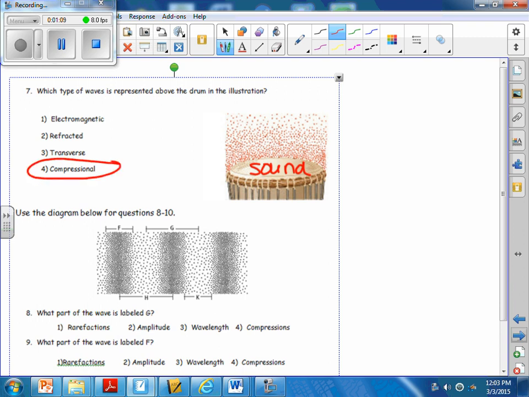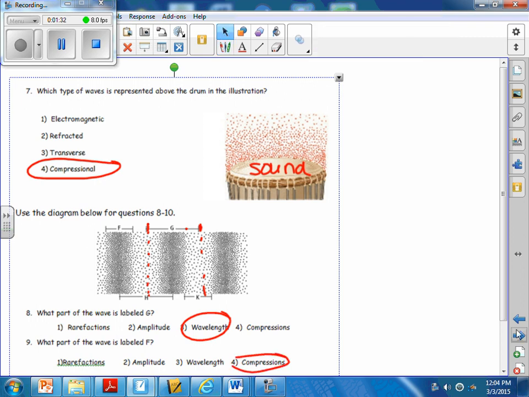Look at the diagram to answer questions 8 through 10. What part of the wave is labeled G? Right here. G starts here and ends here. You're getting part of a rarefaction, a whole compression, and another part of a rarefaction. This is one wavelength. What part is labeled F? You're getting all of the molecules that are close together.